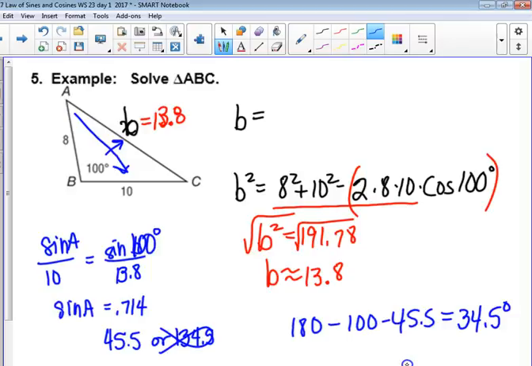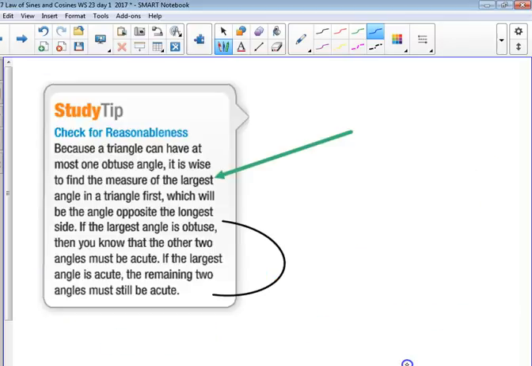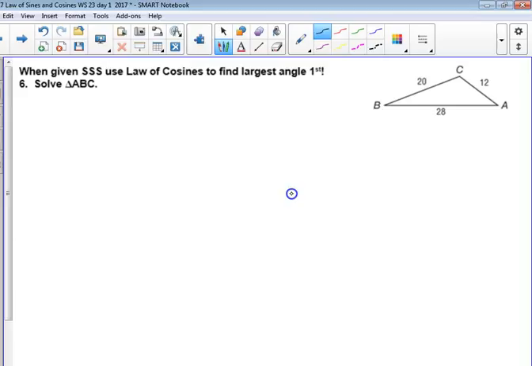We need to use law of cosines to find an angle. This is just a study hint here, guys. It says when you're trying to find an angle, always try to find the largest angle first. This will guarantee that you've taken care of any possibilities of two triangles. You won't have to worry about it anymore because law of cosines has one unique solution.